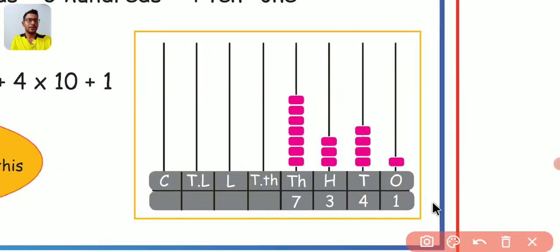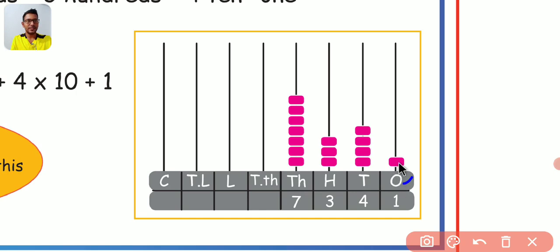Now you see, O means ones place. T means tens place. H means hundreds place. TH means thousands place. T dot TH means 10,000s place. L means lakhs place. TL means 10 lakhs place. C means crores. These are all the places.